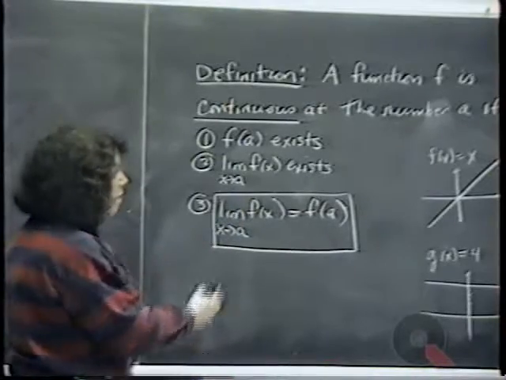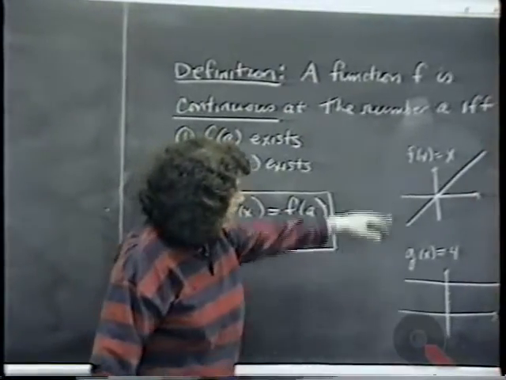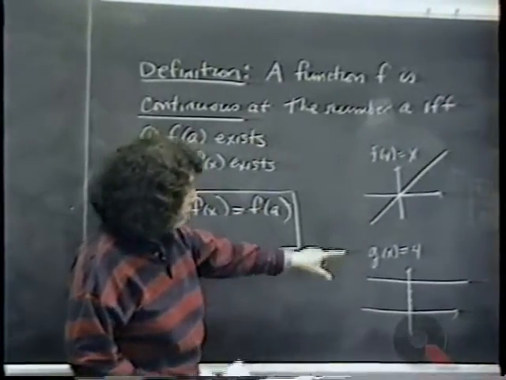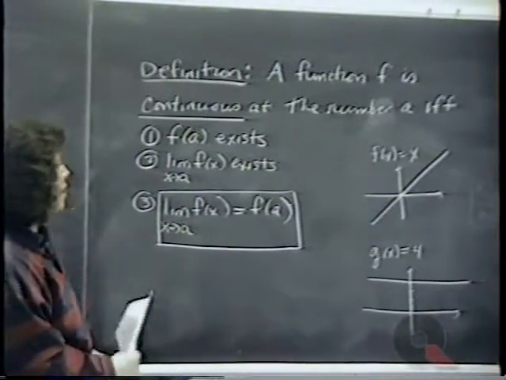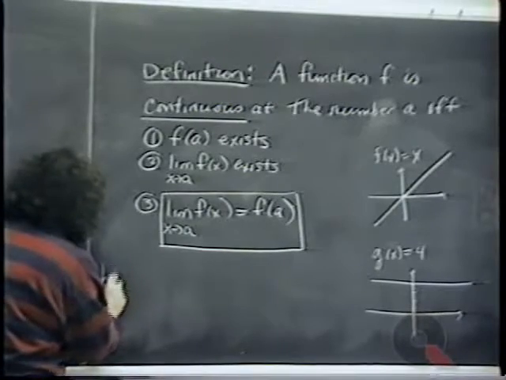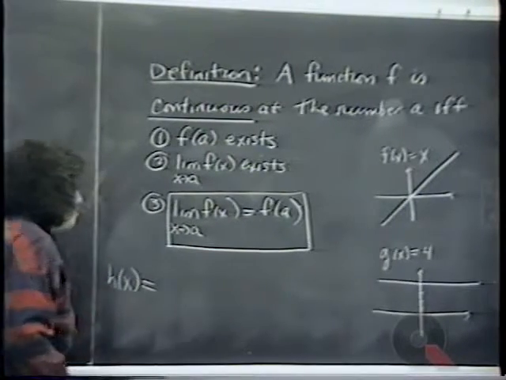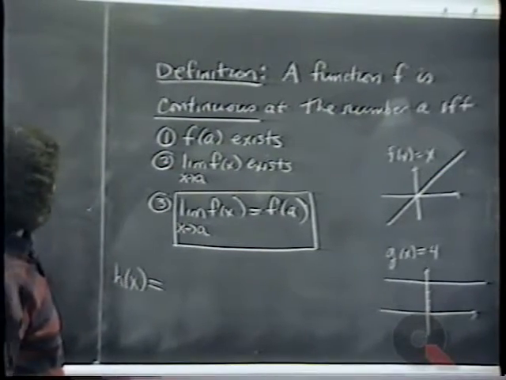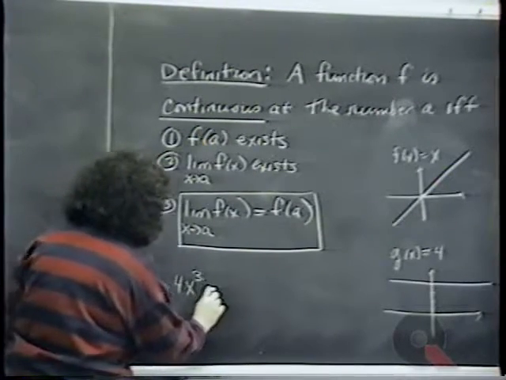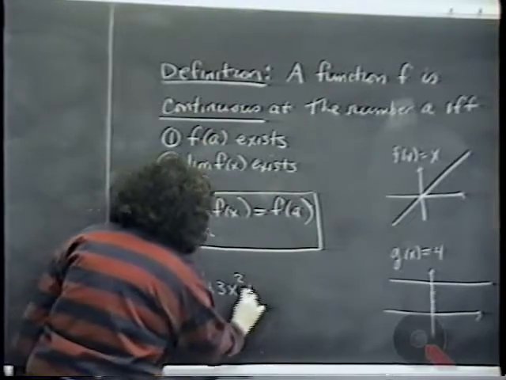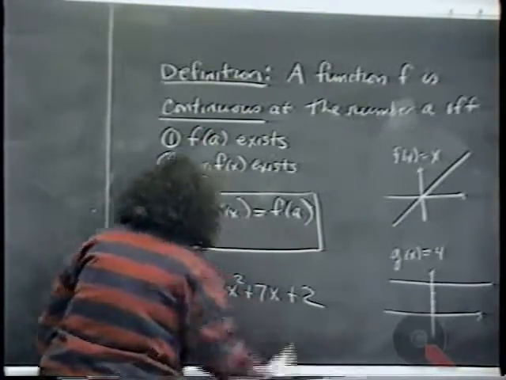So by using the fact that all constant functions and the identity function are continuous on minus infinity to plus infinity, I could, for example, show that all polynomials are continuous on minus infinity to plus infinity. Let's look at a polynomial like 4x cubed plus 3x squared plus 7x plus 2.